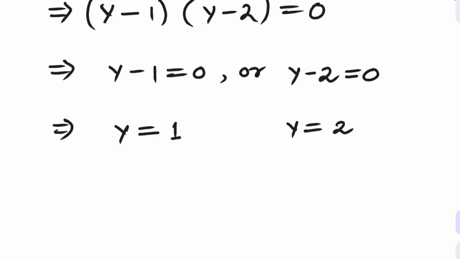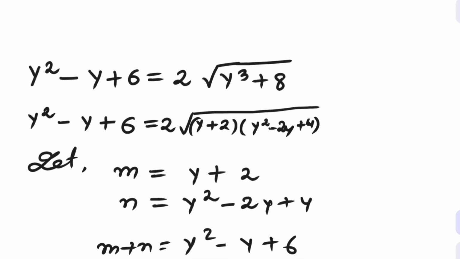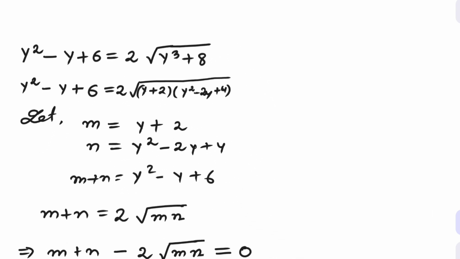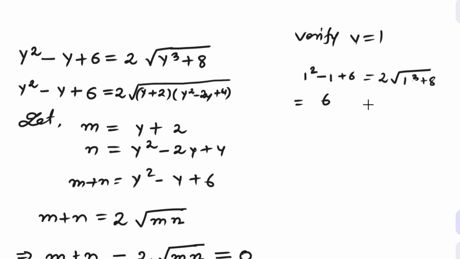But whenever an equation contains a square root, it is always good practice to check every solution in the original equation. Let's test y equals 1. The left side becomes 1 squared minus 1 plus 6, which equals 6. The right side becomes 2 multiplied by the square root of 1 cubed plus 8, which is 2 multiplied by the square root of 9, giving 6. So y equals 1 is a valid solution.